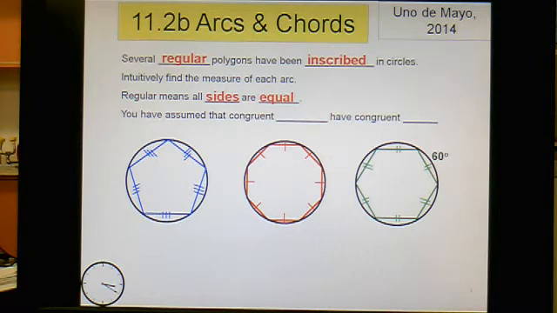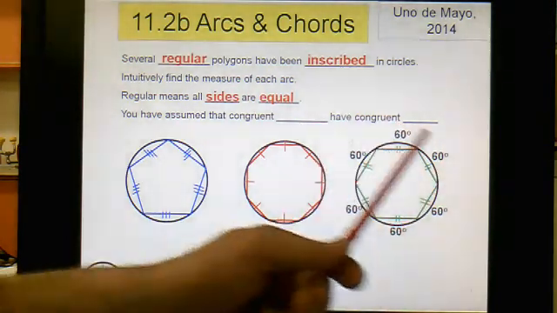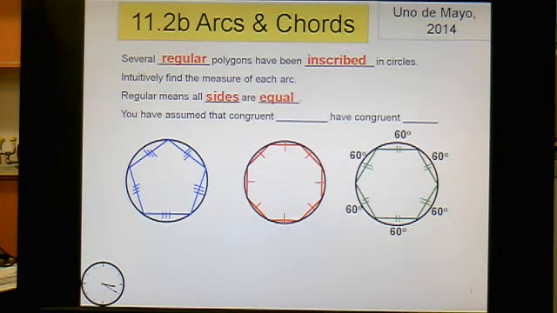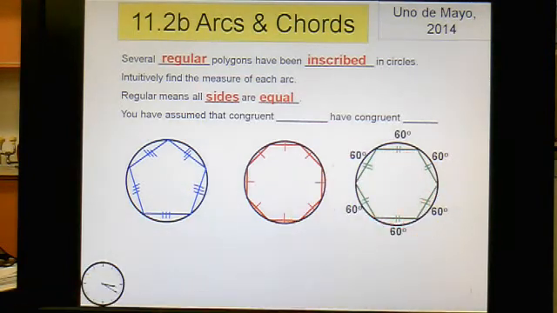I think you should come up with 60 for the hexagon, for all of them. And of course that makes sense from yesterday. We talked about what these would add up to for a circle. They add up to 360. And it's probably logical that if there's 6 of them and these sides are equal, they would equally cut the circle into 6 parts.